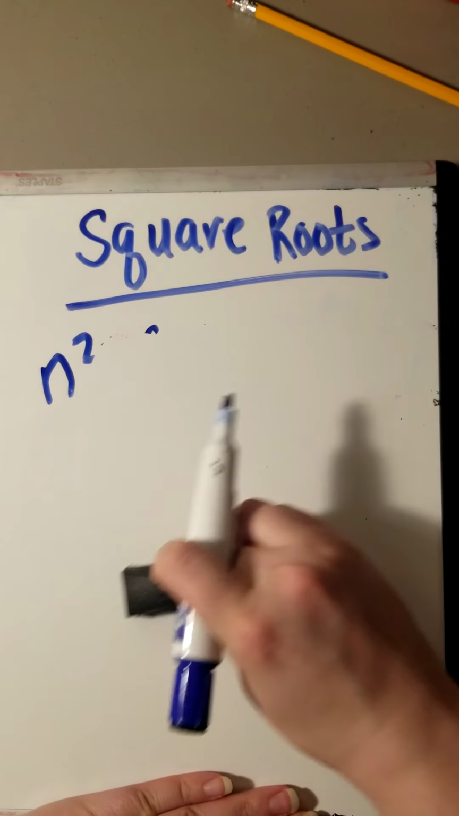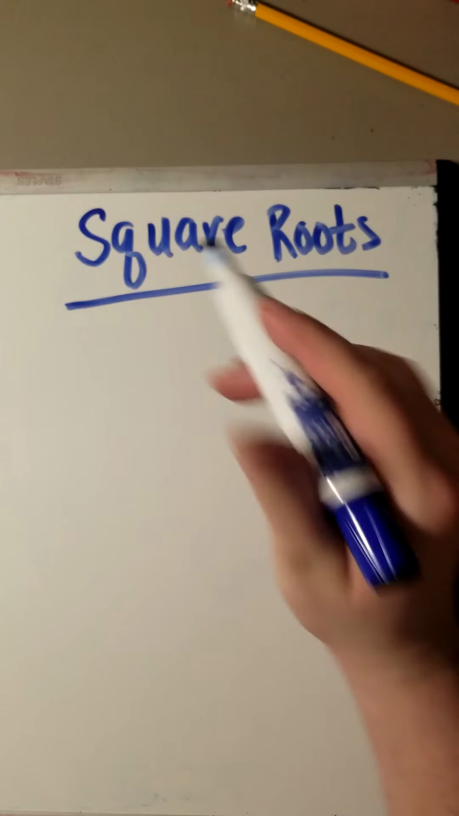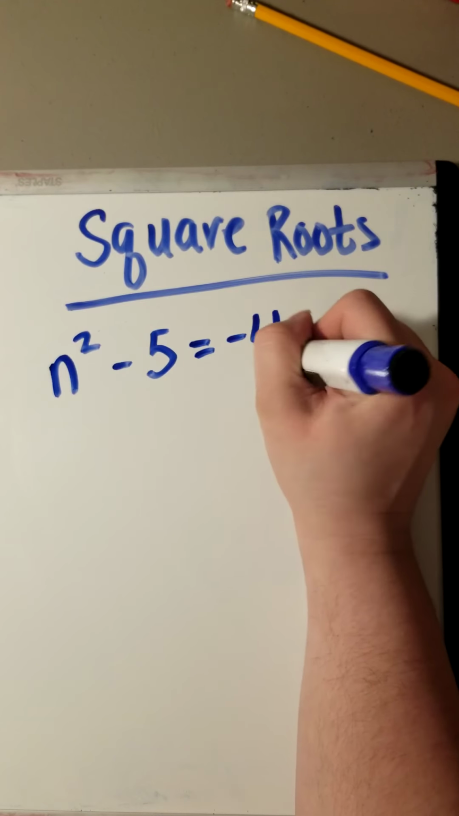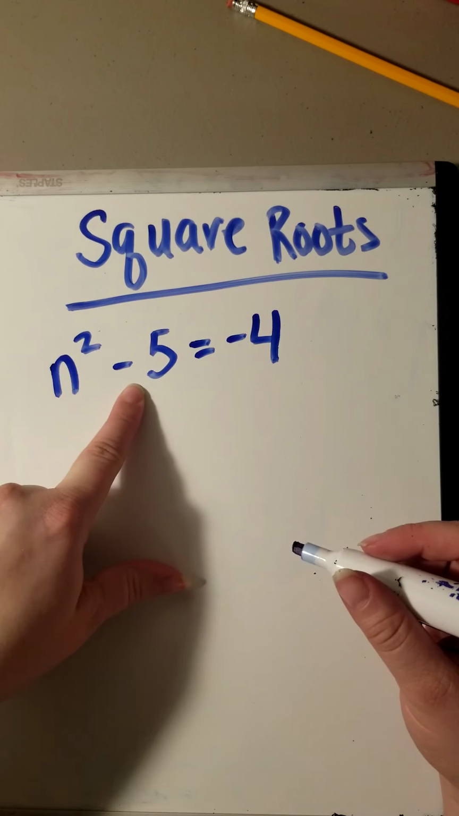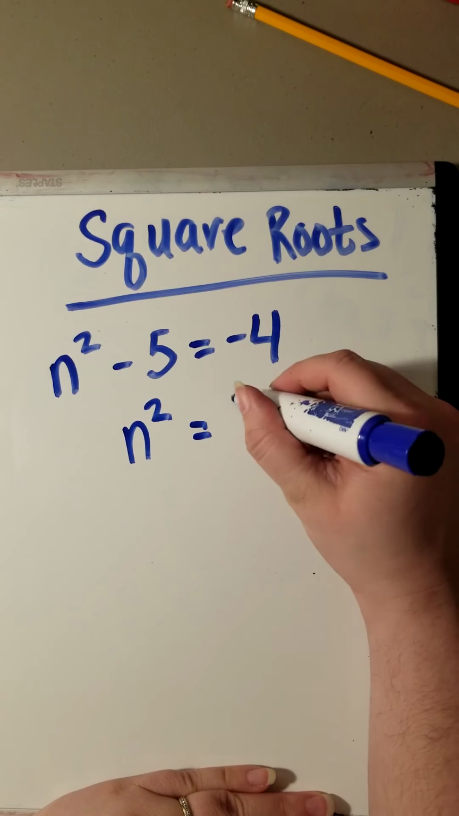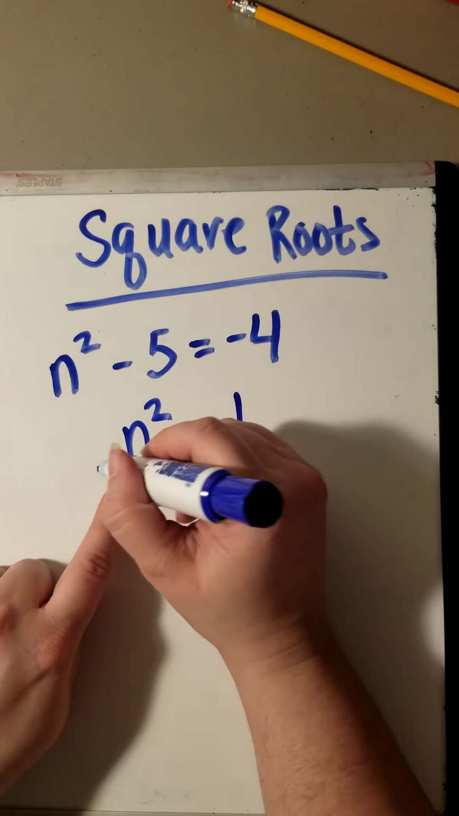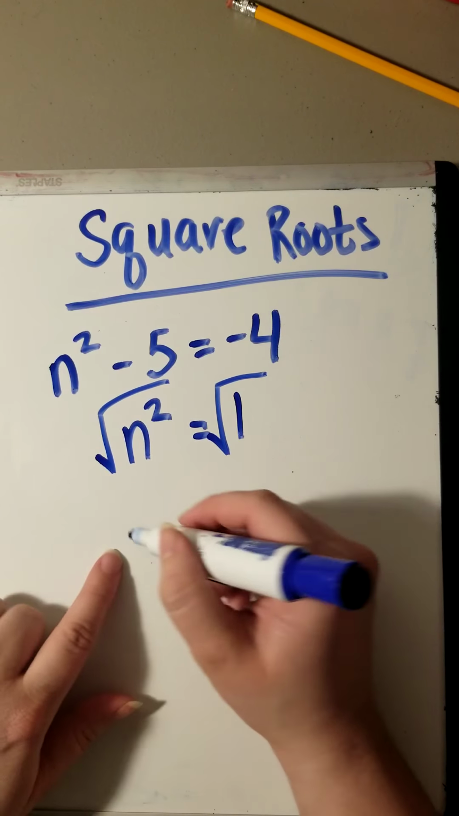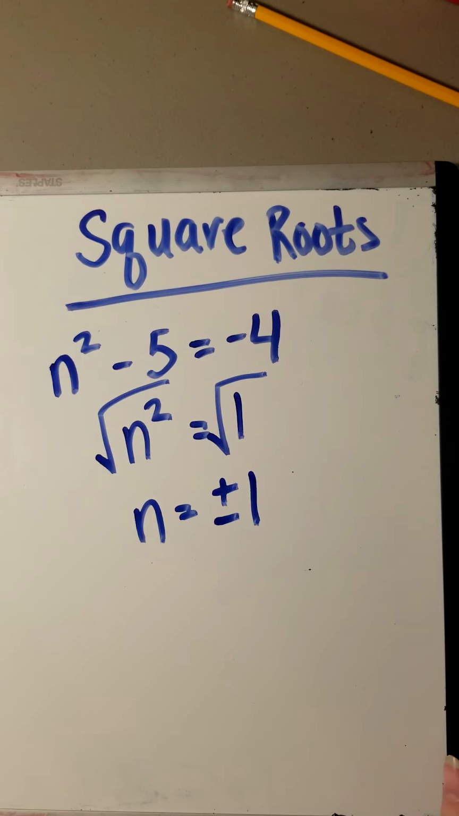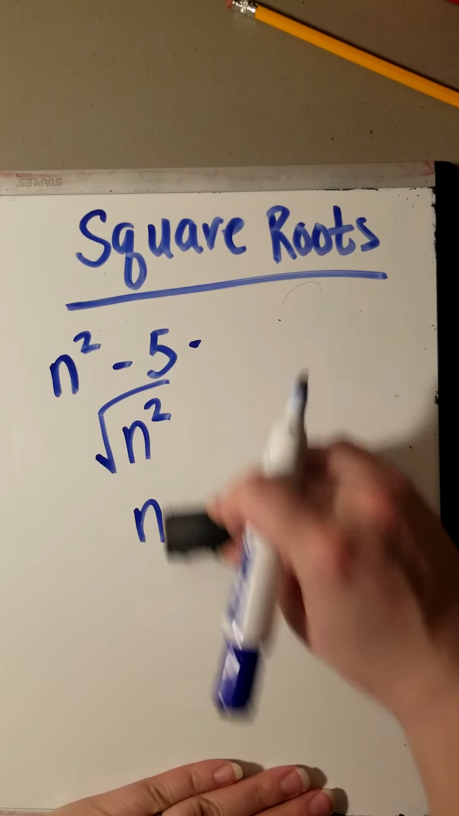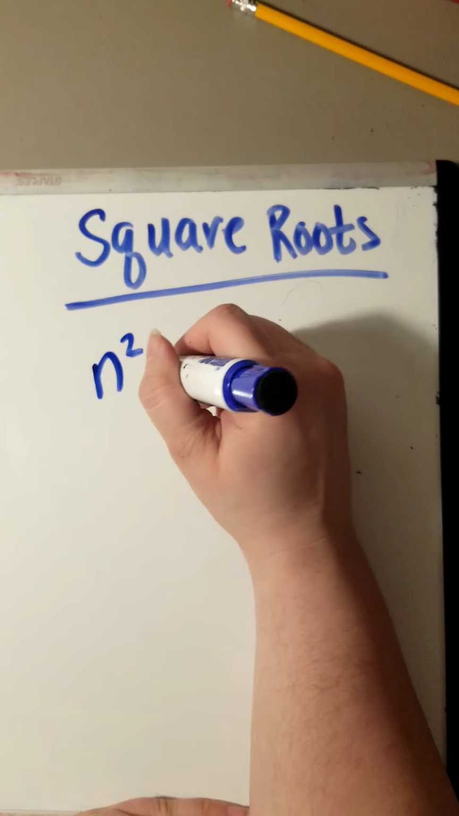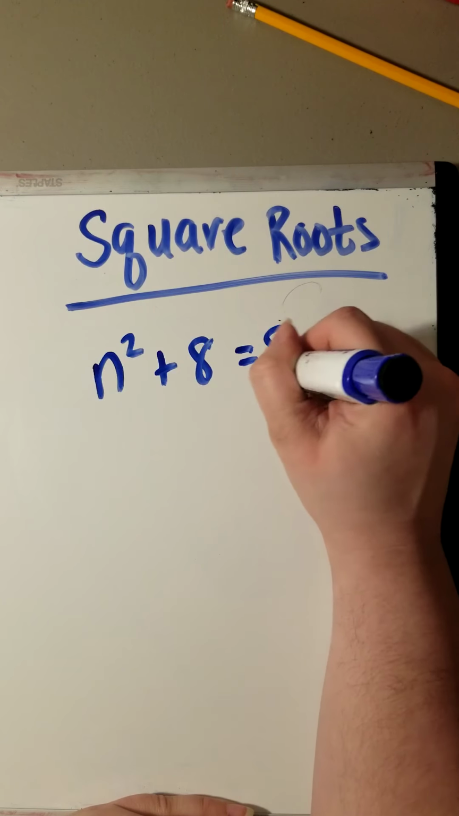Let's look at another one. If I had something like n squared minus 5 equals negative 4, how do I get this n by itself? I would add 5 to both sides. So if I did negative 4 plus 5, that's just 1. What things can you square and get 1 as an answer? Well, you can square positive 1 and negative 1. You keep going. What if you had n squared plus 8 equals 80?